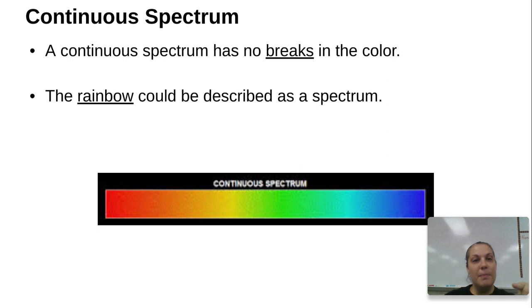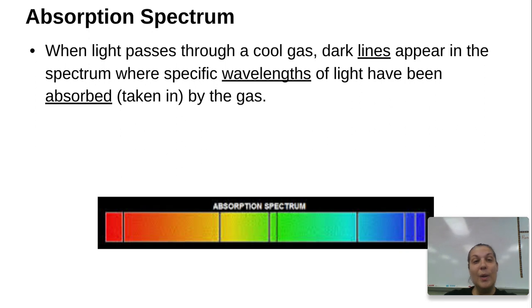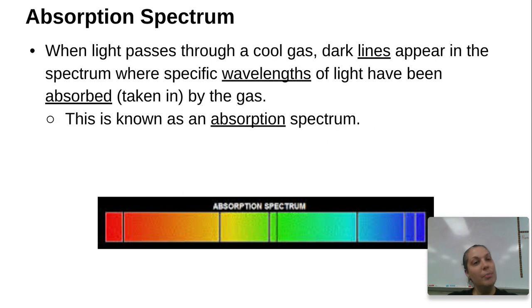The next type of spectrum is called the absorption spectrum. And so what happens is when light passes through a cool gas, so we have a cool gas, the light is going through it, dark lines appear in the spectrum where specific wavelengths of light have been absorbed or taken in by the gas. So the different wavelengths where the gas has absorbed it will show up as dark lines across a spectrum. So we call this an absorption spectra because it absorbs, takes in the different wavelengths of light. It produces those black bands.